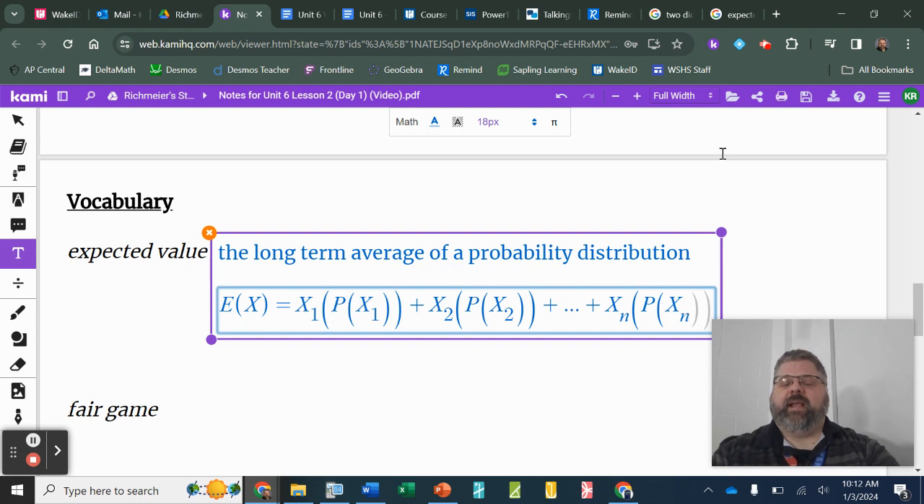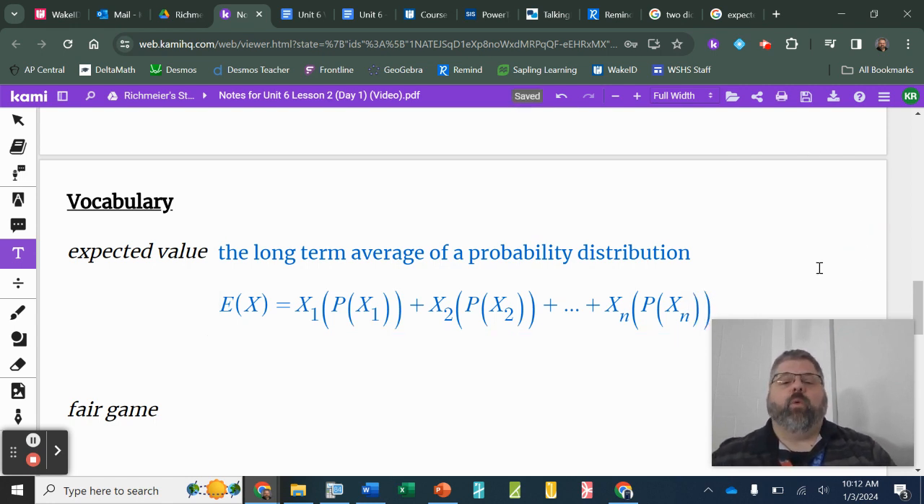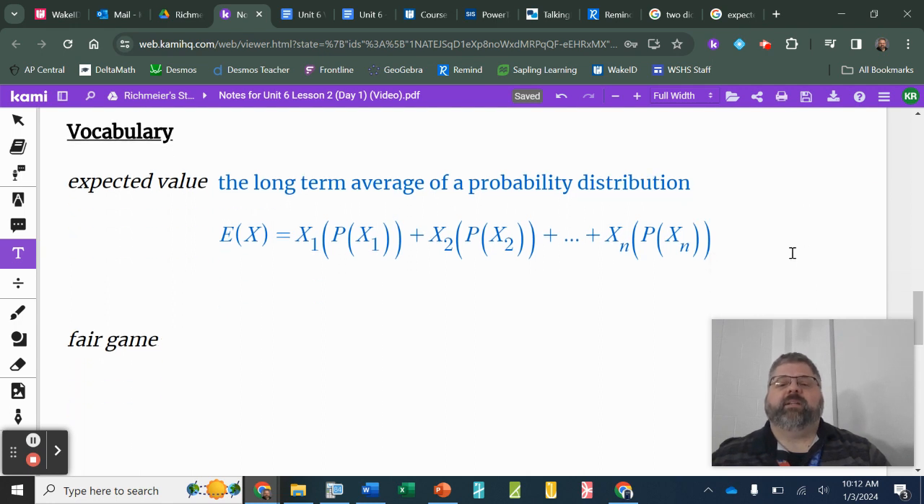So I just keep taking each x value times its respective probability, and I do all of them until it's completely exhausted, and then I add all those together, and that gives me my long-term average of that probability distribution. That means if I were to play that game hundreds and hundreds of times, this is what I would stand to win or lose on average per game.